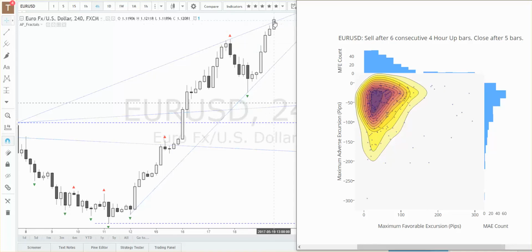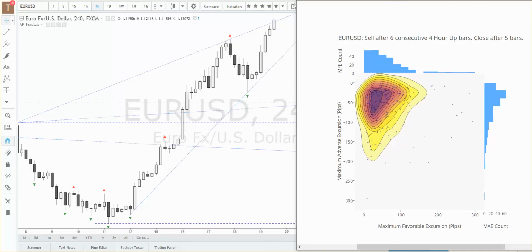So going back 10 years, I made a little program that would take a trade at the close of this bar and then exit 5 bars later, and that would be a duration of 20 hours. Maximum adverse excursion is basically how far, if you were to short, price goes against you. Every single point is a trade.